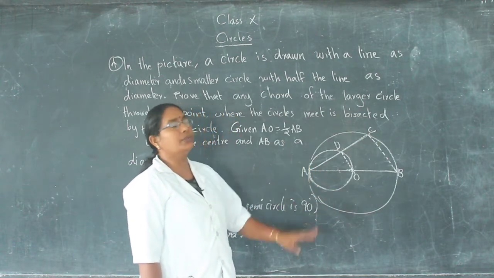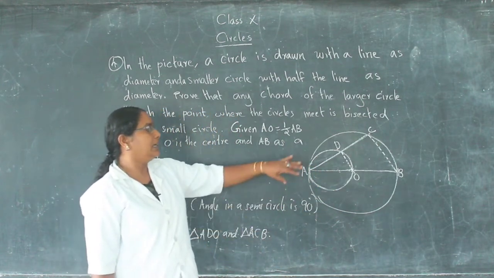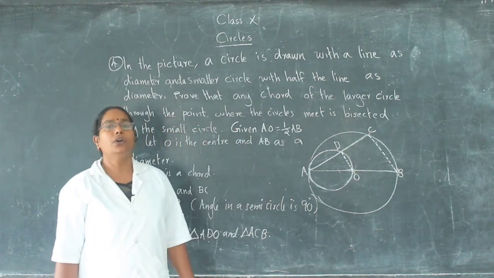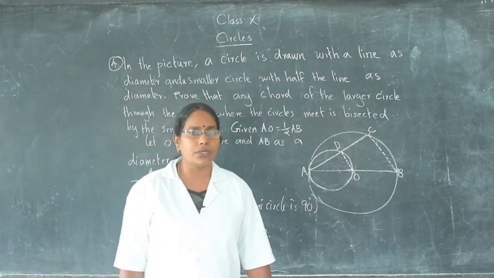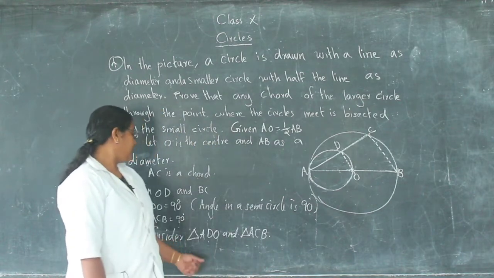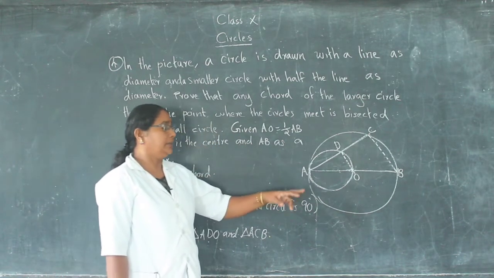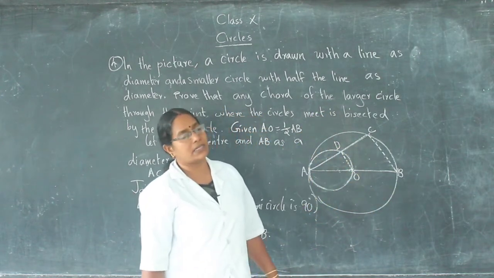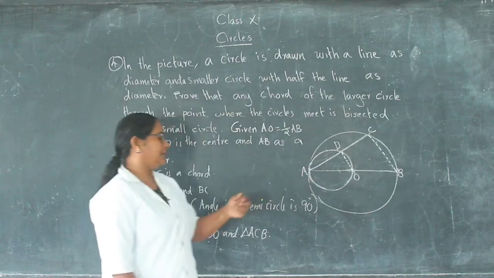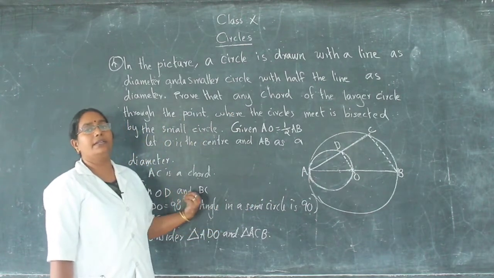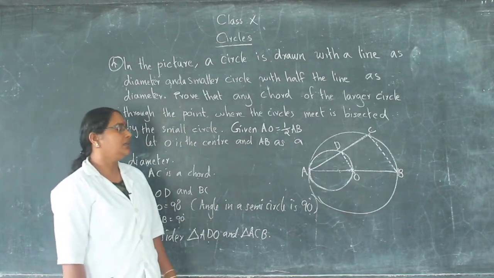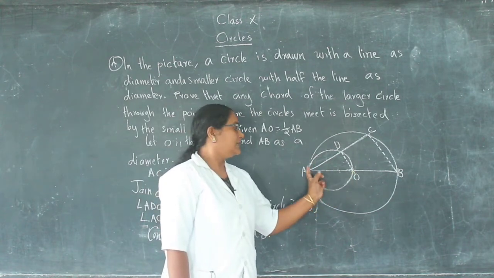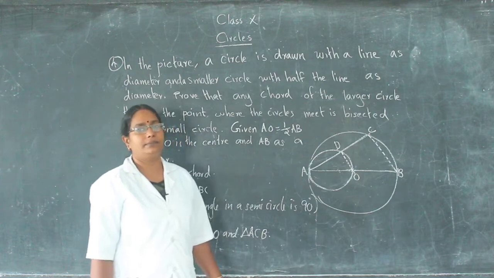We want to prove that AD is equal to DC. To do this, we join these two points: OD and BC. Therefore, this is a diameter, this is a semicircle.